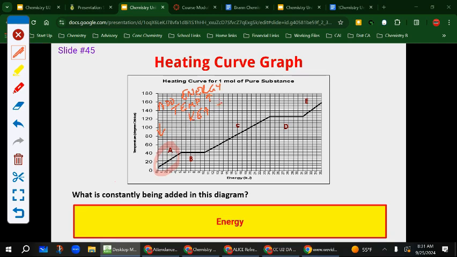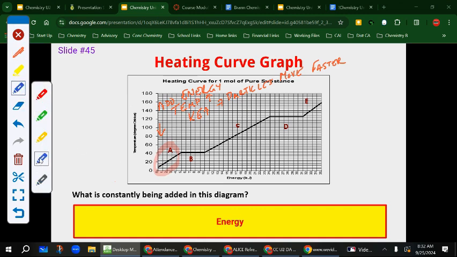Kinetic energy goes up, which means the particles move faster. Right? Because we go from a temperature of just above 0 to a temperature of somewhere around 40. Temperature's going up. Particles have to move faster because of that. Okay? Good. So now what happens in this area?